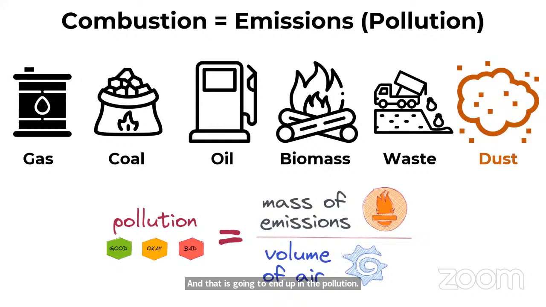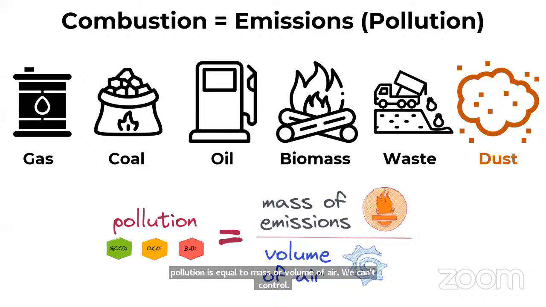So mathematically speaking, pollution is equal to mass over volume. Volume of air we can't control. What we can control is the mass of emissions, how much emissions are coming from burning of any of these fuels, irrespective of where they're being burnt.